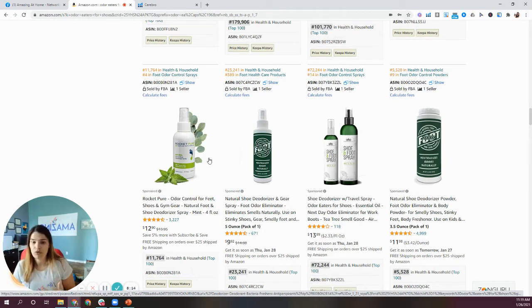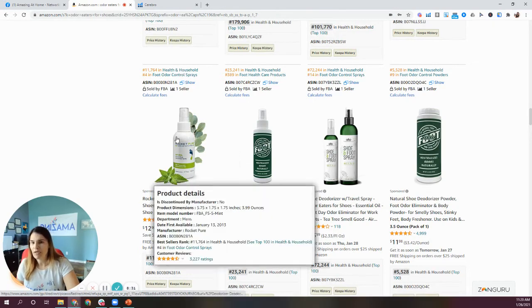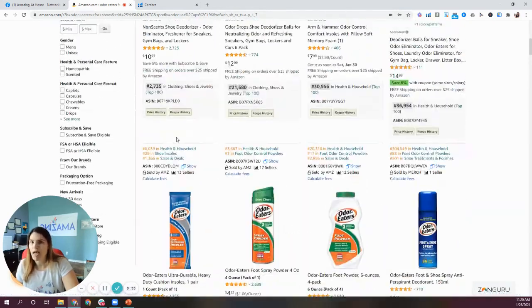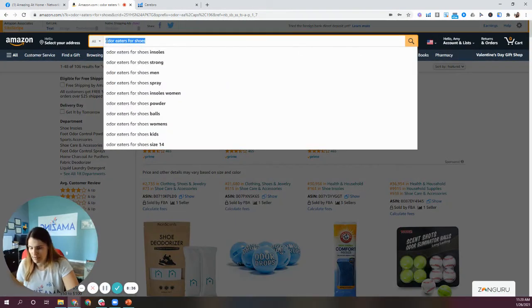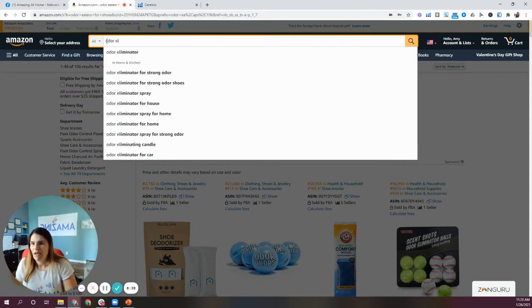If your title is charcoal bags, of course you have to put charcoal bag in the title because that's what the product is. But if you're specifically targeting odor absorbers for shoes or odor eliminator for teens' bedroom, I'm sure there are so many opportunities here. Let's look at that. For strong odors, there we go. Odor eliminator for home, odor eliminator for car. You could pick any one of these.